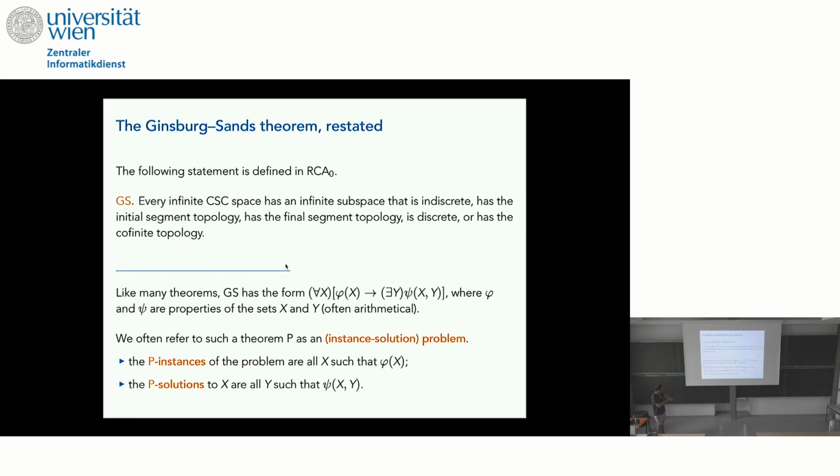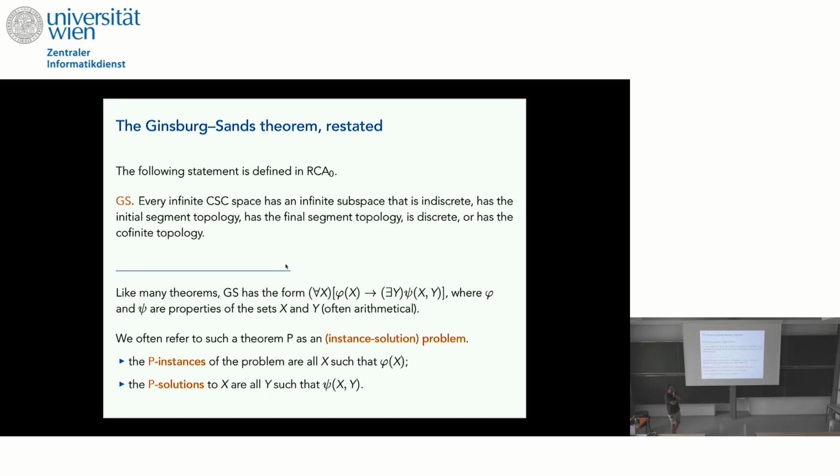And now, of course, we can state the Ginsburg-Sands theorem, right? So this is the Ginsburg-Sands theorem as a principle in the language of second-order arithmetic. So here's the statement in RCA0. Every infinite CSC space has an infinite subspace that is indiscrete, has the initial segment topology, has the final segment topology, is discrete, or has the cofinite topology. And the order of these things is chosen in the order of the proof. That's the way in which we encountered them in the proof. That's why I present it this way.